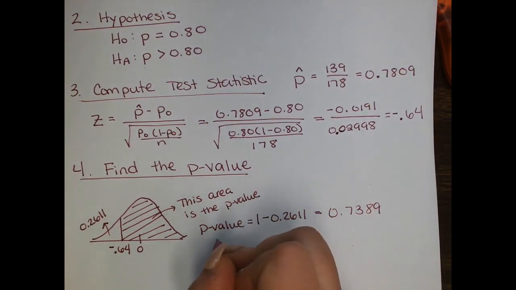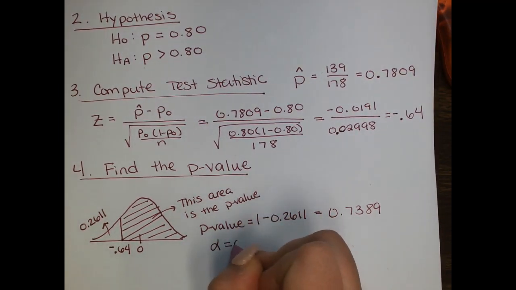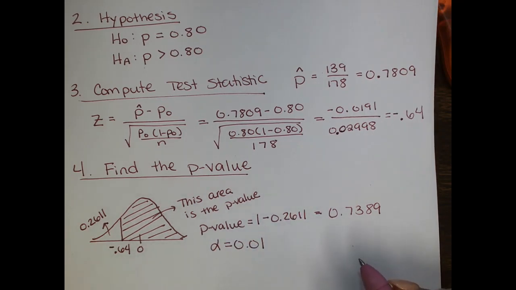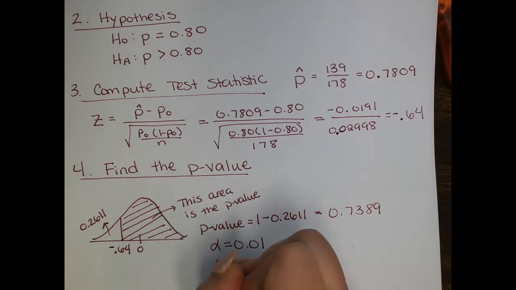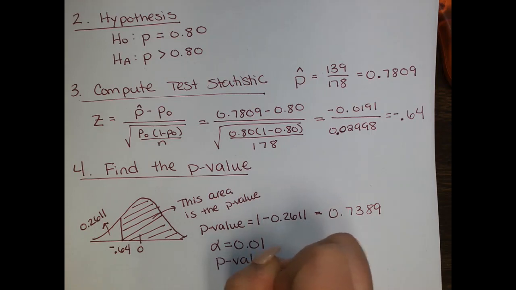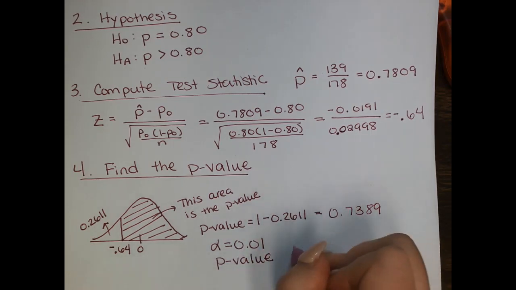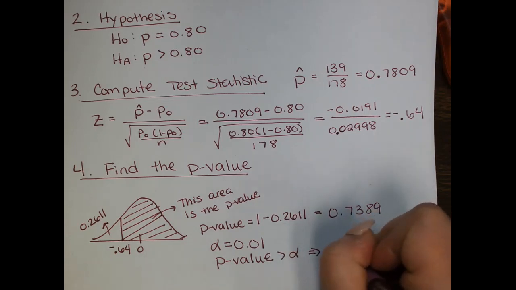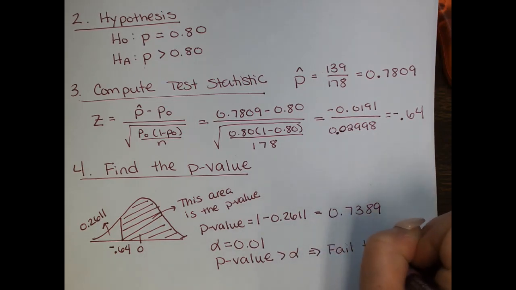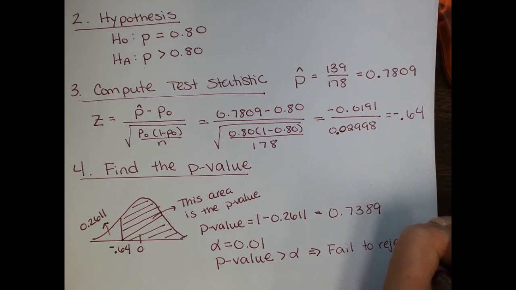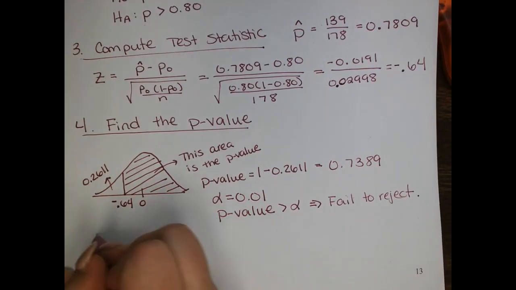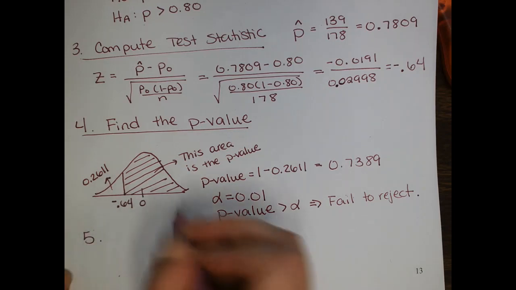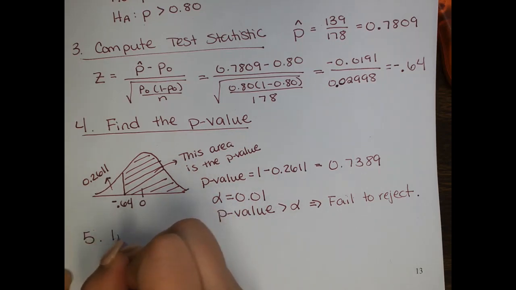We're given up top that alpha is equal to 0.01. So in this case, our p-value is greater than alpha. Therefore, we will fail to reject. And then lastly, our step 5 is going to be our interpretation.